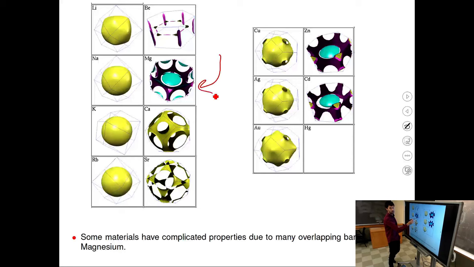A material like magnesium is supposed to be an insulator. It's a divalent system. However, because of the band parameters, bands overlap in magnesium, and you have this complicated Fermi surface. What this picture represents is the colors correspond to different bands. So you have this purple color in the lowest band, and then some spillover into the second band, which is in this blue cyan color. This fills up the holes in the purple, because these are the two bands that are relevant here. And so because of this, magnesium becomes a metal.